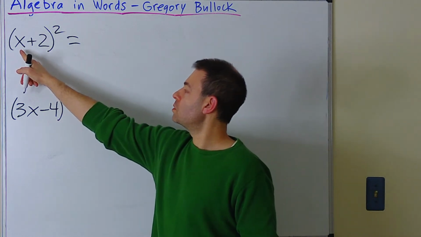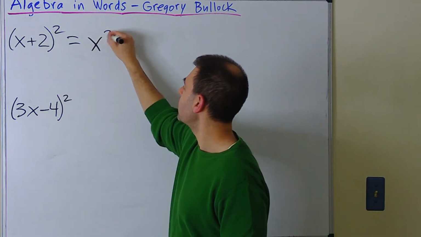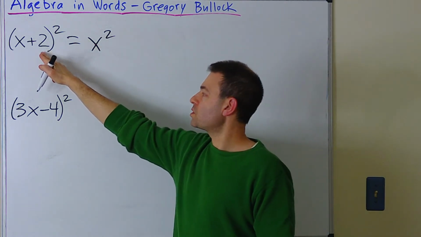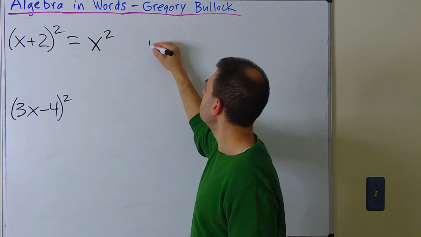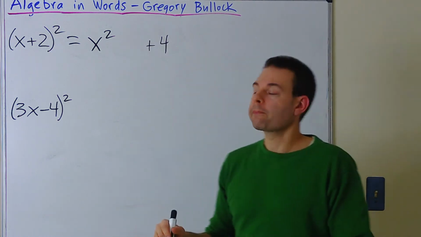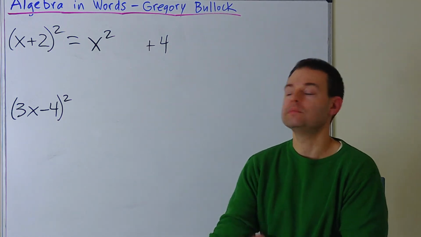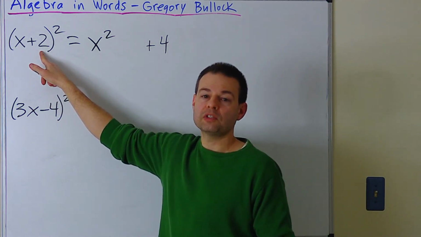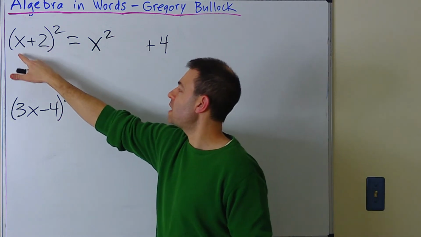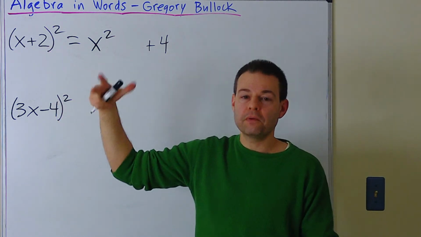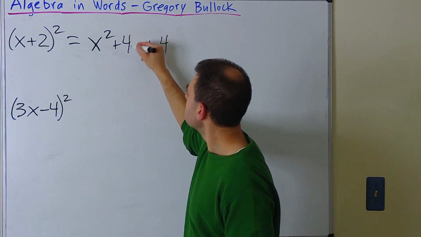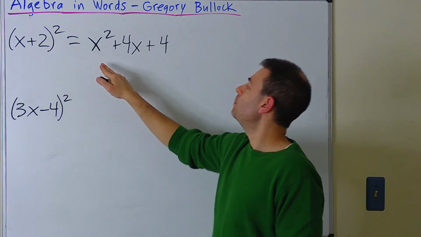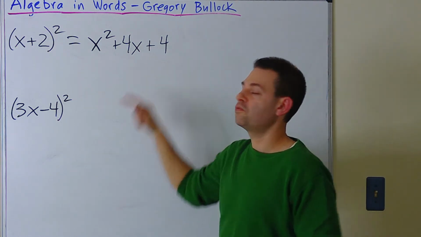So we're going to square the first term, that would be x squared. Now we're going to leave a little space, we'll do that last, and then we're going to square the last term, which is going to be plus 4. And now for the middle term, this is the key part. The first term times the last term doubled, meaning always multiplied by 2. So 2 times x is 2x, doubled makes it 4x. So the binomial squared, x plus 2, makes x squared plus 4x plus 4.